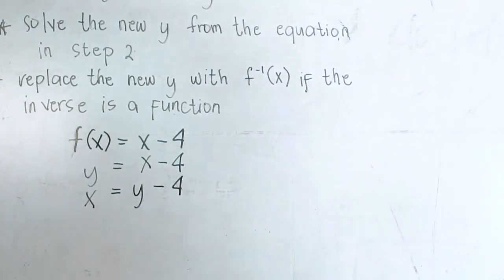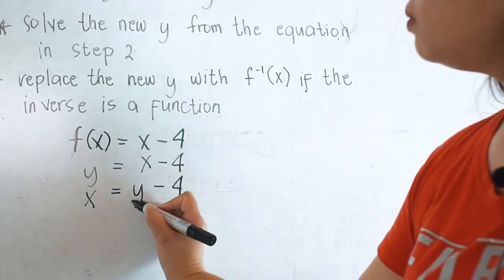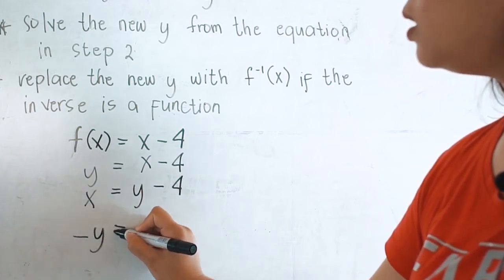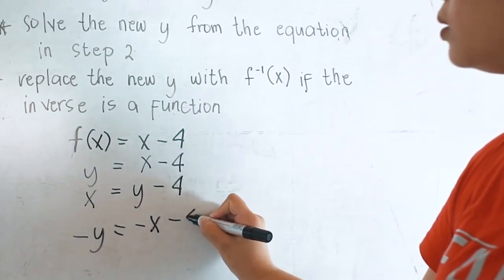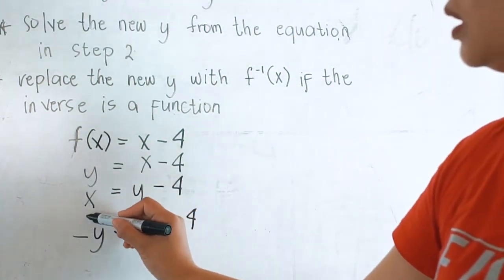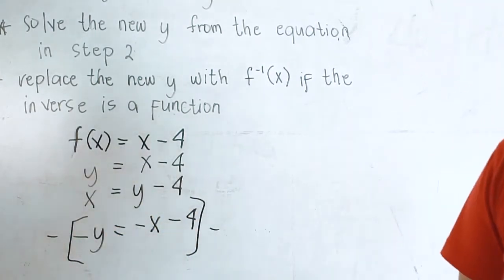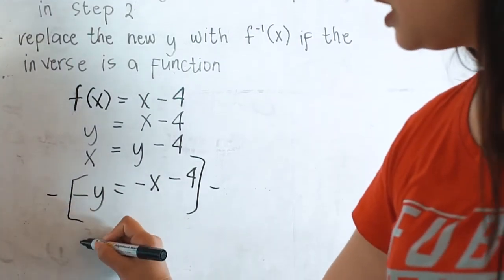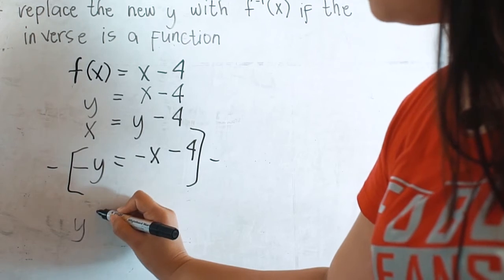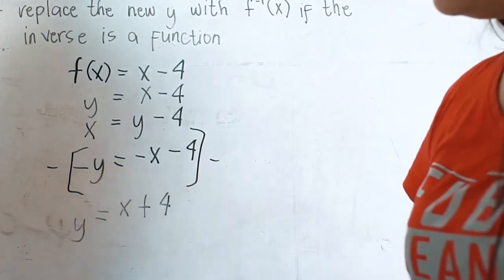And the next, solve the new y from the equation in step 2. In solving for y, we will transpose x and y, so it becomes negative y equals negative x minus 4. Since this is negative, we will eliminate the negative by multiplying both sides by negative. Negative times negative equals positive. So it becomes positive y equals positive x plus 4.